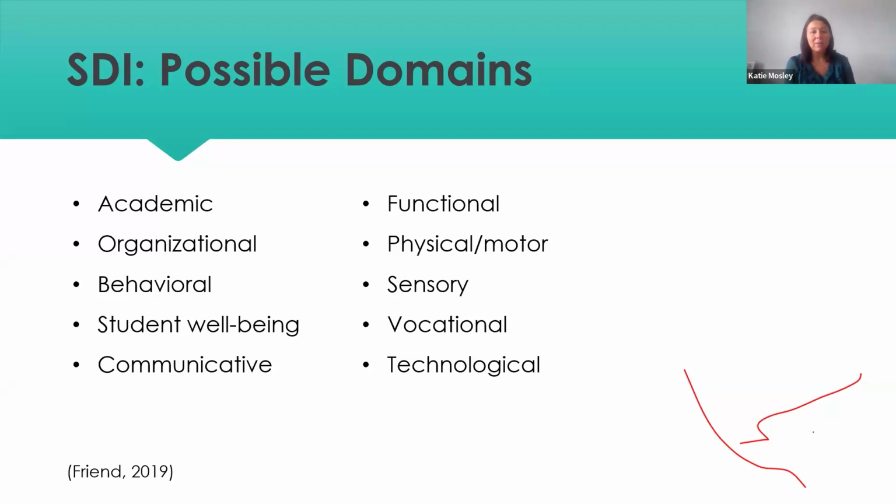Marilyn Friend does a great job of bringing all of these different areas in for SDI in some information that she shares out that is also linked on the Padlet. So if there's an area on here that you think we left out, please feel free to throw that in the chat as well.